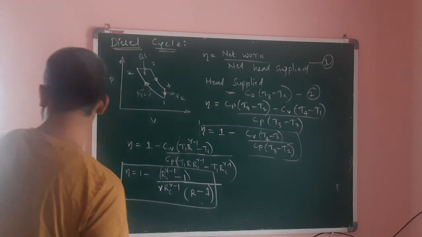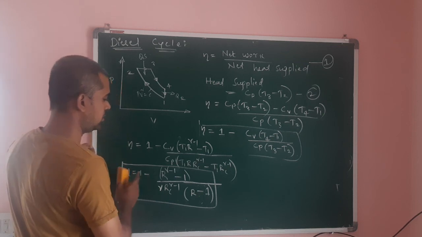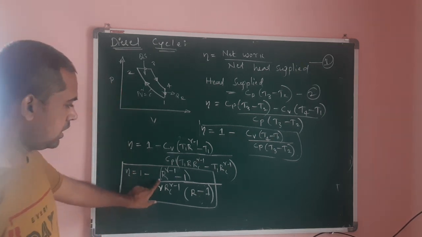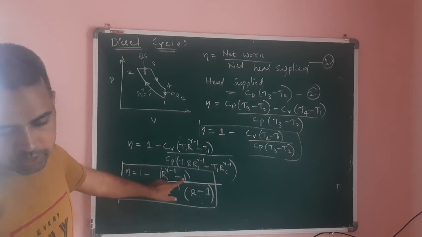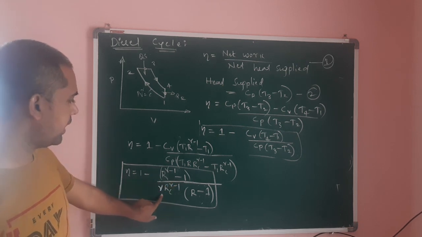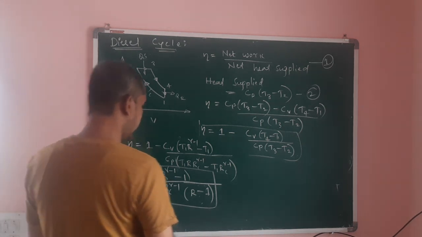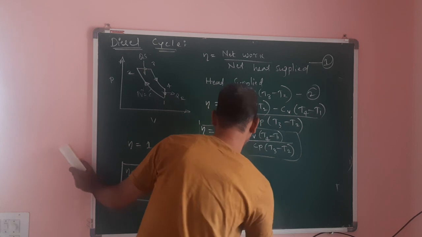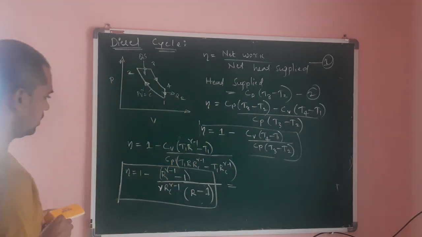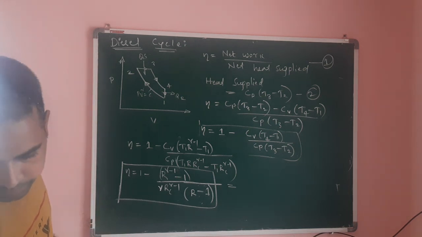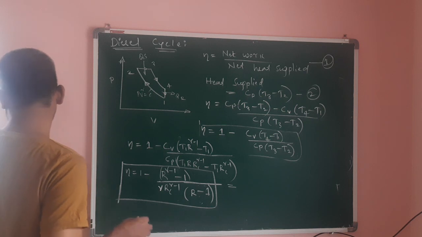Now the expression for mean effective pressure. Sometimes they will write the same thing like this also, but it is not necessary. This is sufficient. This is the expression for efficiency of the dual cycle.